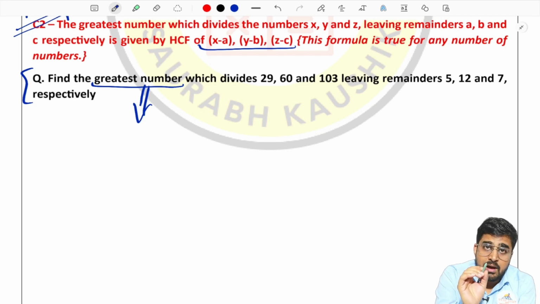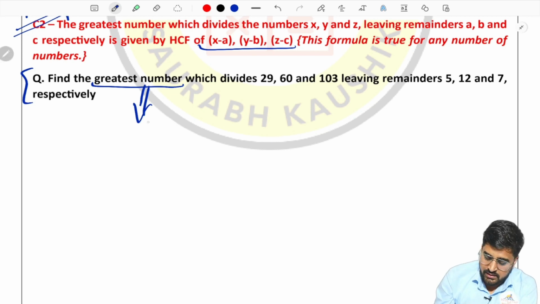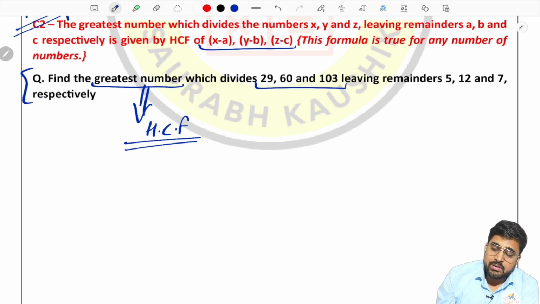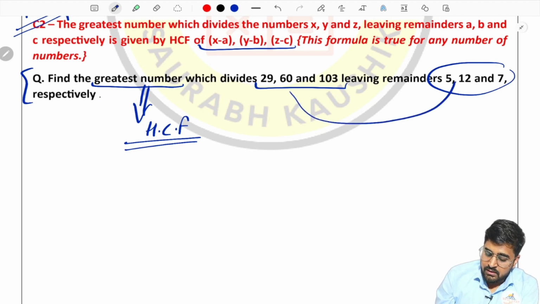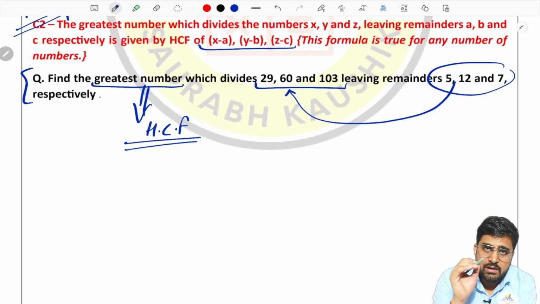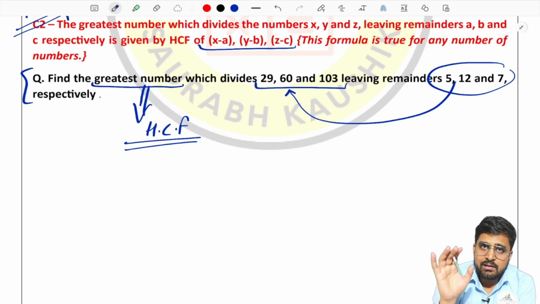Greatest number means highest common factor. Greatest number, greatest possible number, highest common factor. They are asking about the HCF. Now we have to find out the greatest number which divides these three numbers and gives these remainders respectively. Okay, now if we remove the remainder from the numbers themselves, they get fully divided, and that becomes very easy for us to calculate.